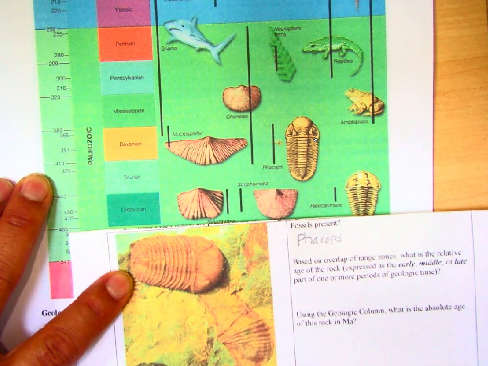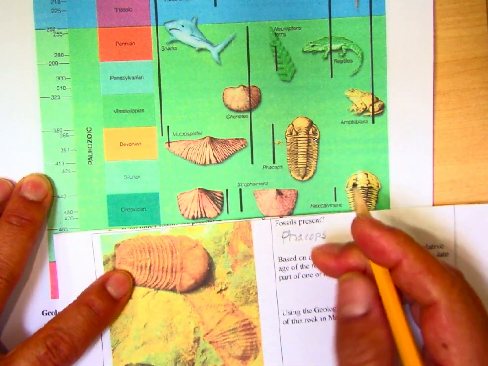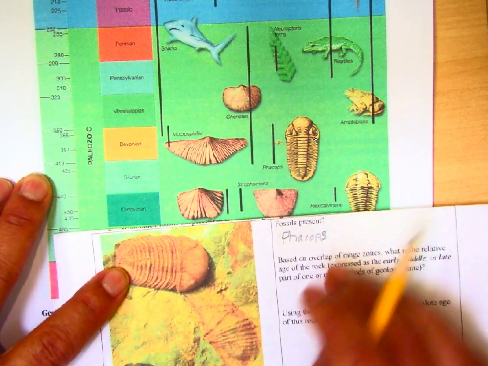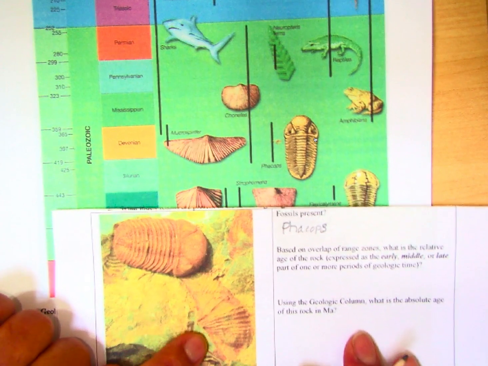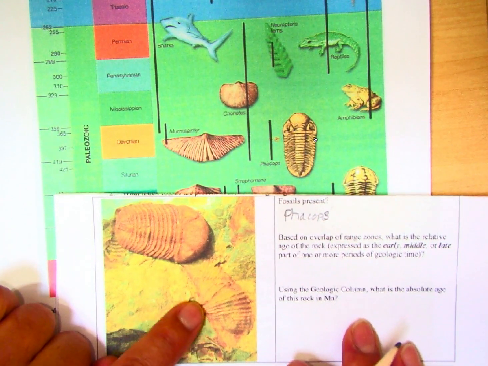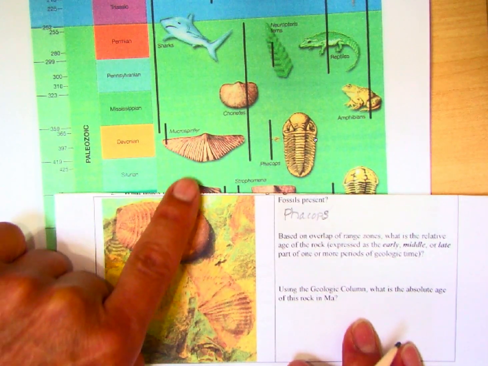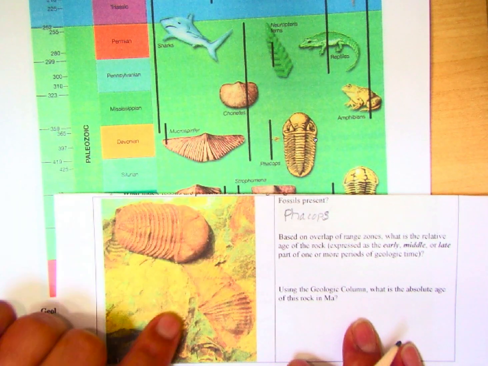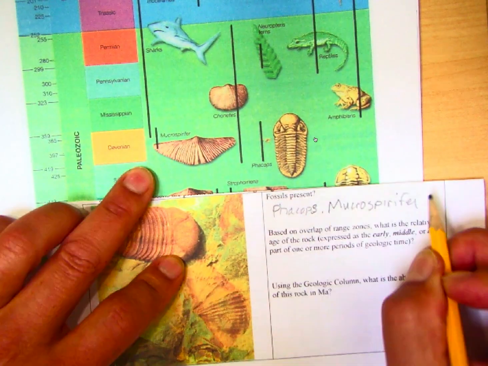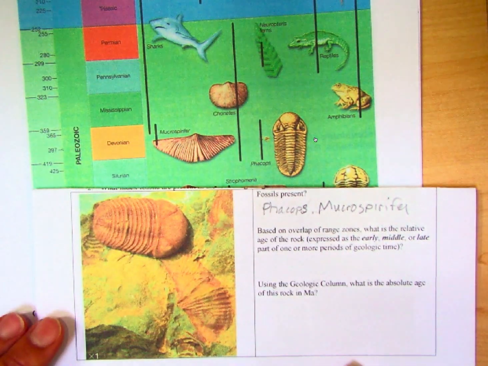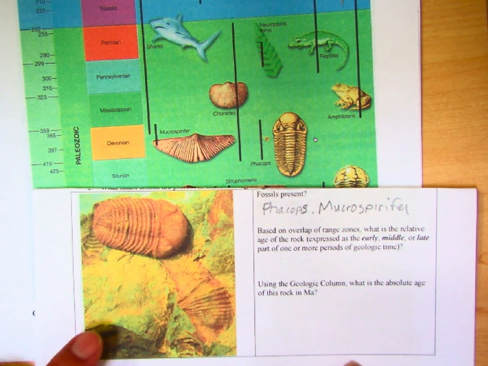So you'd write the name of the fossil there. And then the other fossil is this one here. And we've looked at this one a little bit in the previous geologic time tutorial, that would be this Macrospirifera, right? So we'll add this guy here. So those are our two fossils that are included in this rock, right?